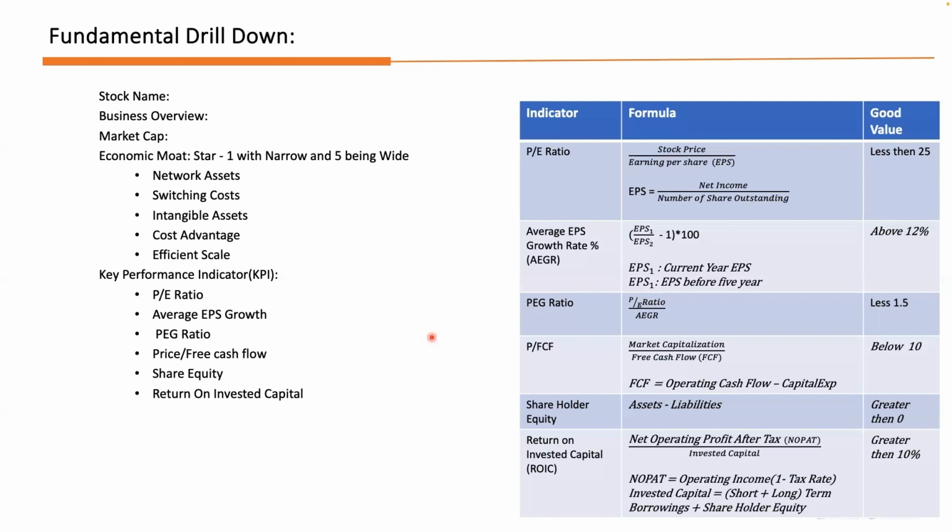Return on invested capital is equal to net operating profit after tax, NOPAT, divided by invested capital. NOPAT can be found as operating income times 1 minus the tax rate. Invested capital is equal to short-term plus long-term borrowings plus shareholder equity. It should be greater than 10% for a good company to invest in. So with that, we will go over one example.